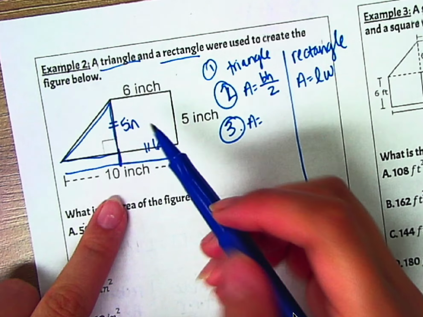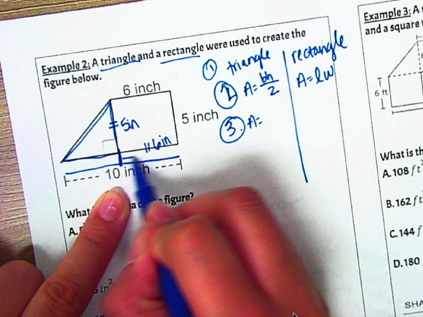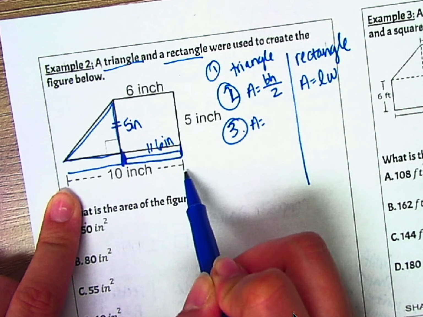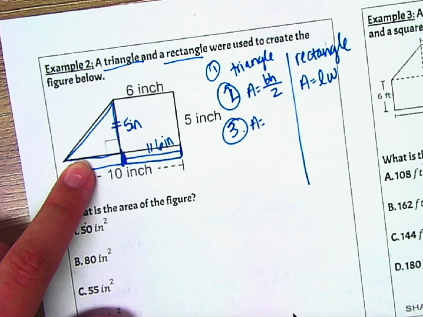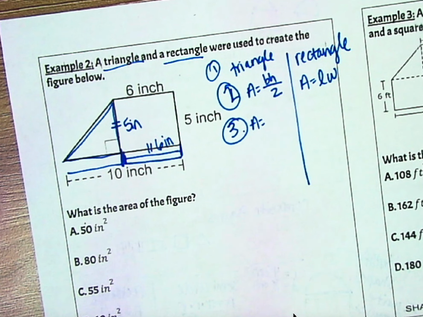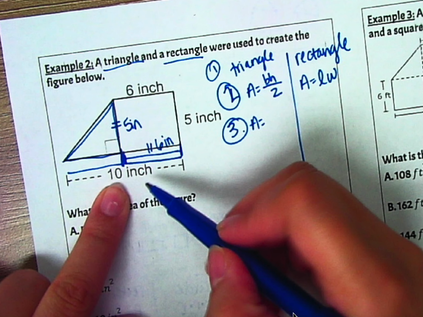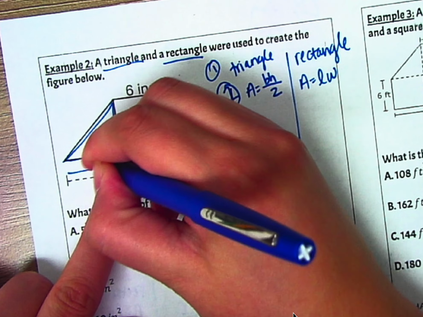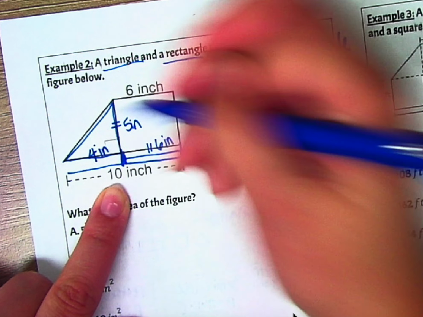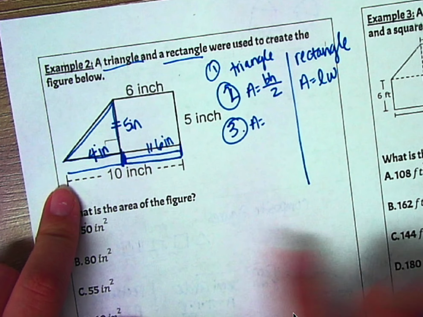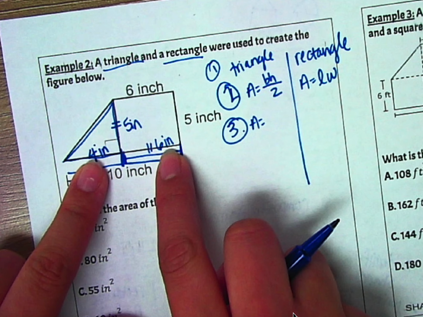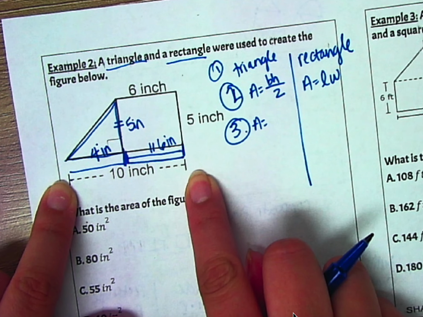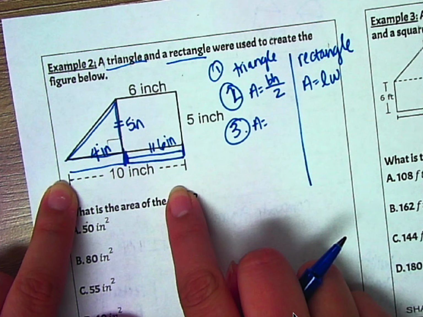Okay. If I know that this side right here is 6 inches, and I know the whole bottom line makes up 10, how am I going to solve for this base of the triangle? Well, what you're going to do is subtract 10 minus 6. That's going to give me 4 inches. Okay. So if you look, if I add these two together, 4 plus 6 is going to give me 10. And yes, that's correct, because it tells me that the whole base of this figure is 10 inches.